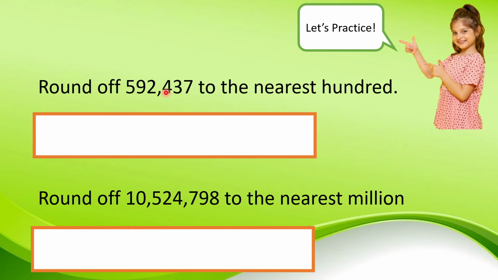So what is the number after the 4? It is 3. And since 3 is less than 5, the 4 will remain the same. And the 3 and the 7, we will replace with 0. So we will round off this way, 592,400.